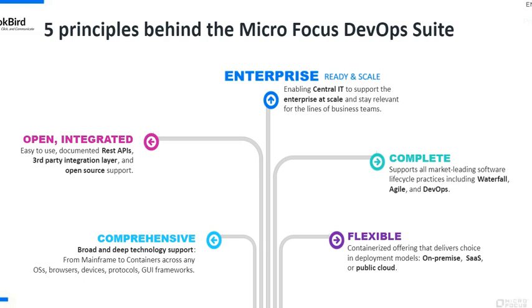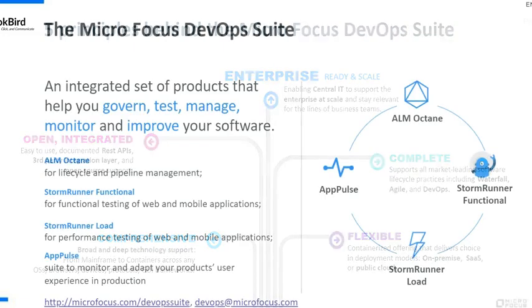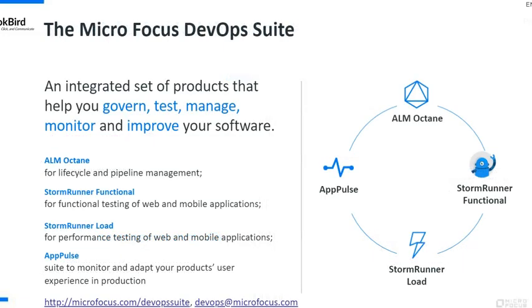So the Micro Focus DevOps Suite is really an integrated set of products that help you govern, test, manage, monitor, and improve your software. And what we've done is we've taken a collection of 4 of our state-of-the-art solutions: the ALM Octane offering for lifecycle and pipeline management; our StormRunner Functional for functional test of web and mobile applications; StormRunner Load, for performance testing of web and mobile applications in the cloud or on-premise; and AppPulse for monitoring of performance and user experience in production. But let's quickly take a look at how these products work together.